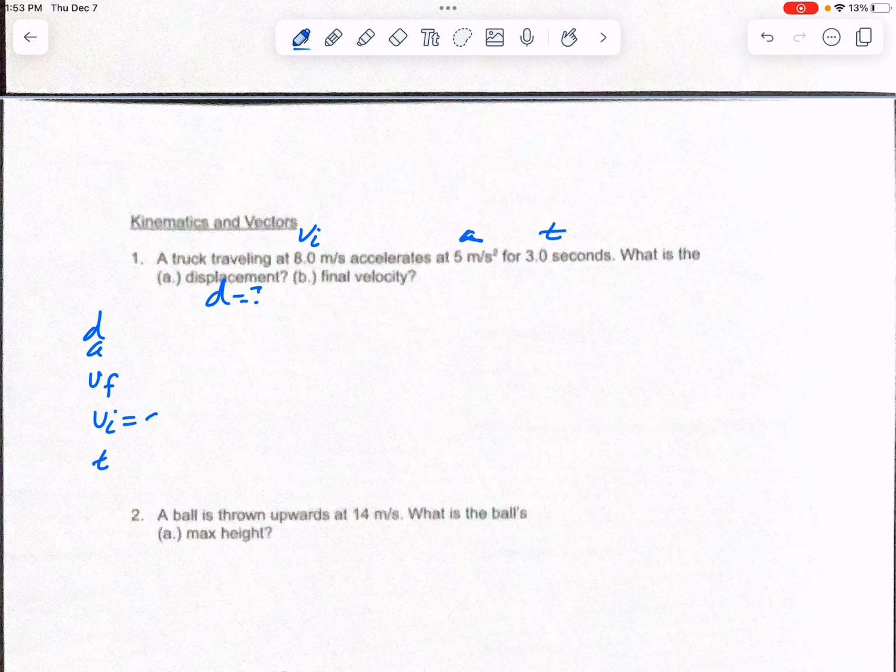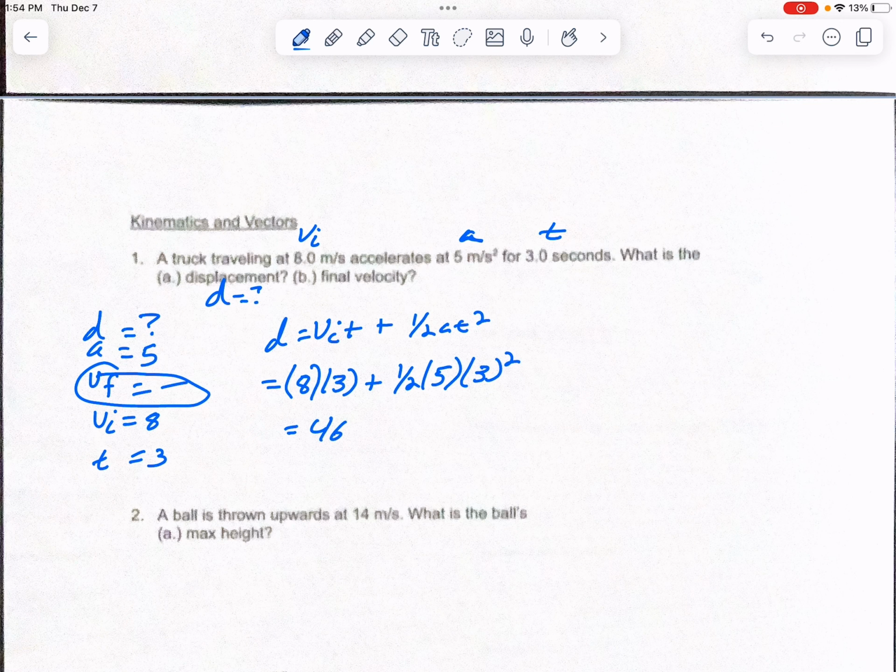VI is going to be 8. A is going to be 5. T is going to be 3. We're looking for displacement, so the question mark is D. That means we did not care about VF. So we're going to use equation number 3, which is D equals VI T plus 1/2 A T squared. So we're going to start plugging in. 8 times 3 plus 1/2 times 5 times 3 squared. And you should get 46.5 meters, and that's all you had to do there.